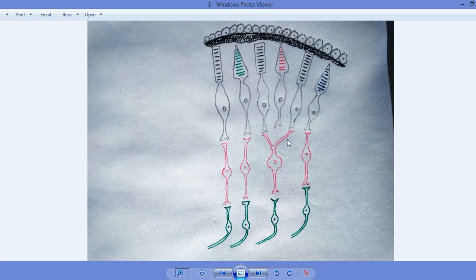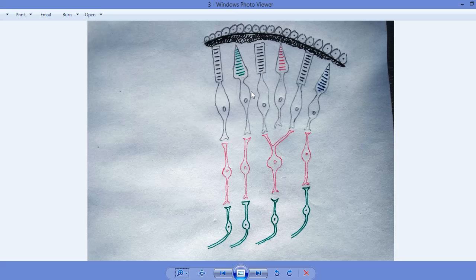Now in this diagram we can see that the neural layer is from this area to this area. This is the neural layer, which consists of three types of cells. This is one type, this is another type, and this is another type. While the pigment layer consists of only melanocytes and melanin. The melanocyte is responsible for the production of melanin. This layer is adjacent to the choroid.